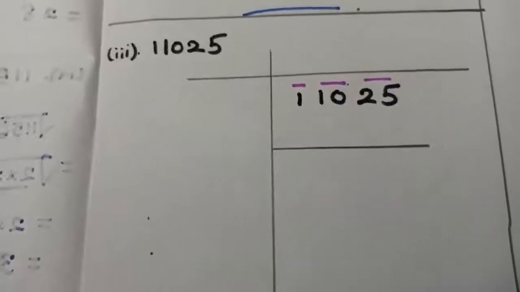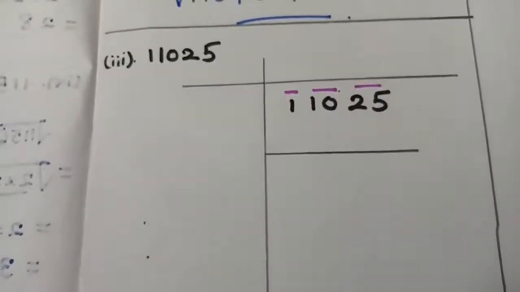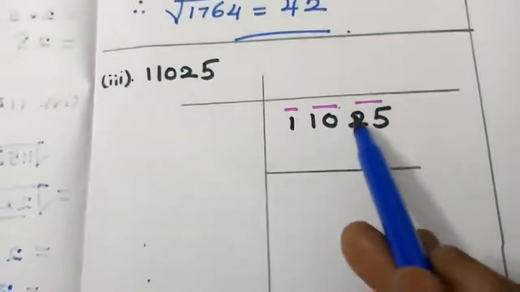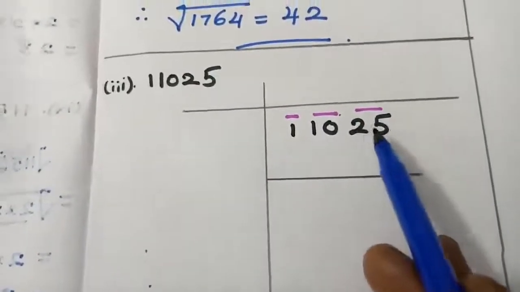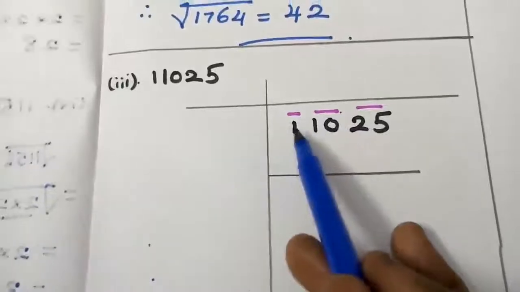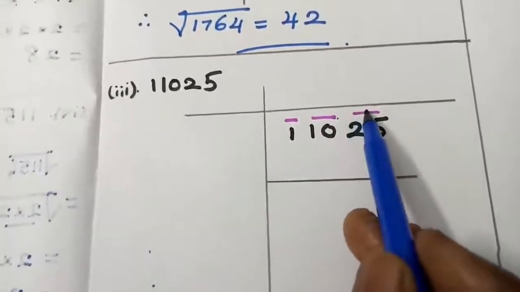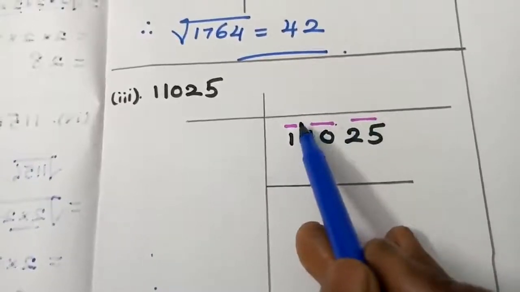Now we are going to find the square root by the long division method, students. That is, for this particular number we are going to find. From the last I am going to pair the number. So 25 I am taking as one pair, 10 as another, and 1 is remaining as a single digit, no problem. So how many bar lines do I have here? 3 bar lines. Let it be.